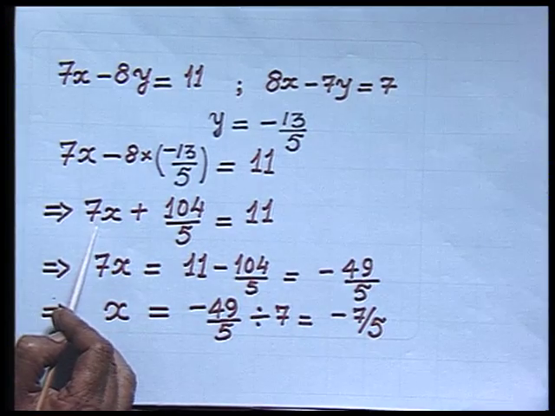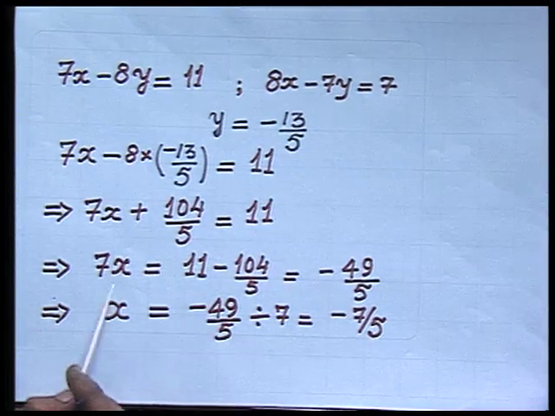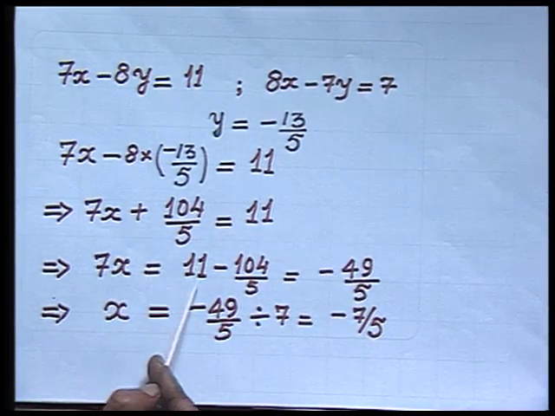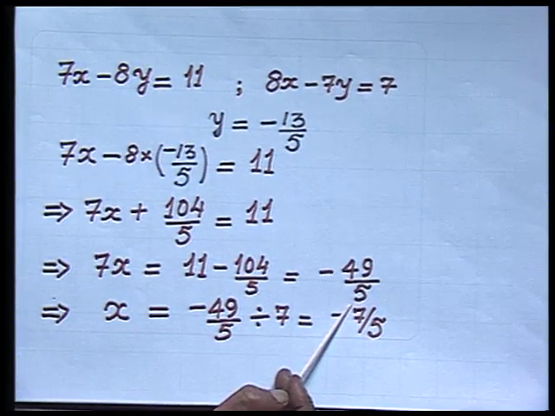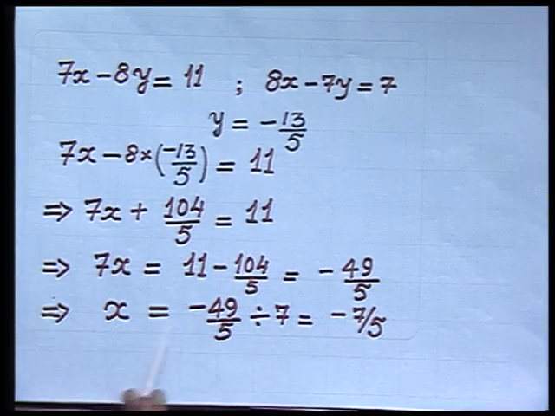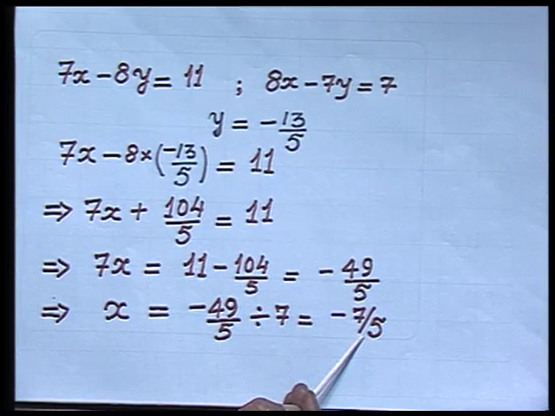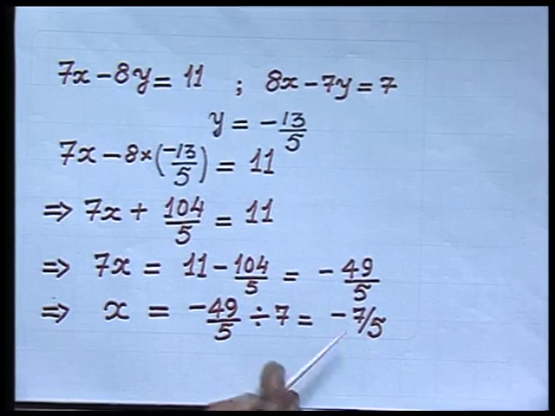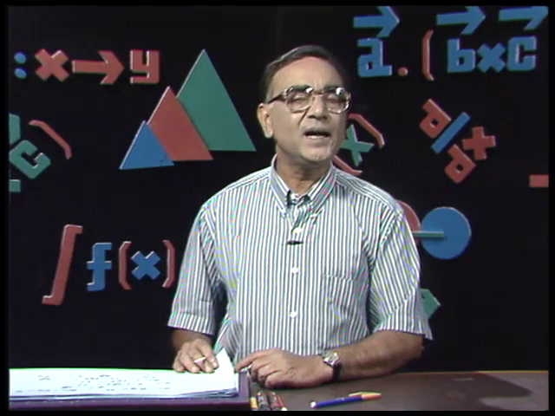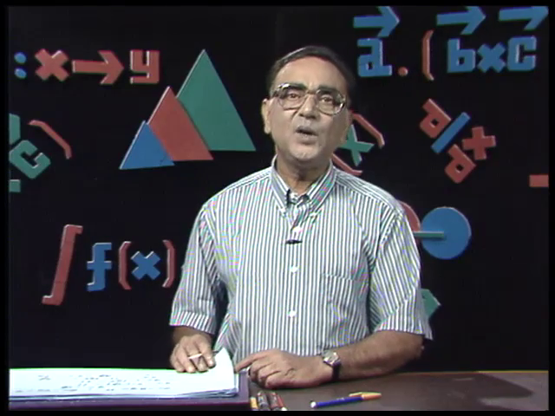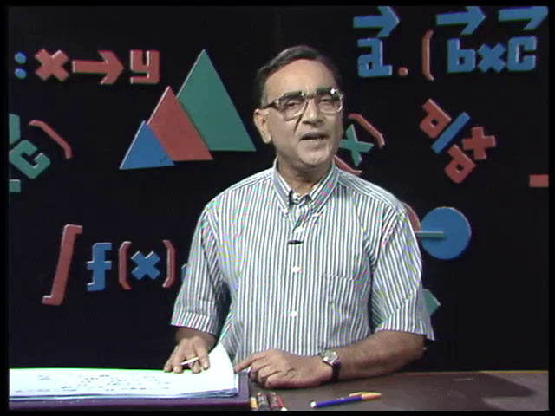This on simplification gives me 7x plus 104 upon 5 equals 11, and from there 7x equals 11 minus 104 upon 5, which gives me minus 49 upon 5, and therefore the value of x will be minus 49 upon 5 divided by 7, and that gives me minus 7 upon 5. So that is the way I got the values of x and y. Now this method where we eliminate one of the variables is called the method of eliminating the variable.